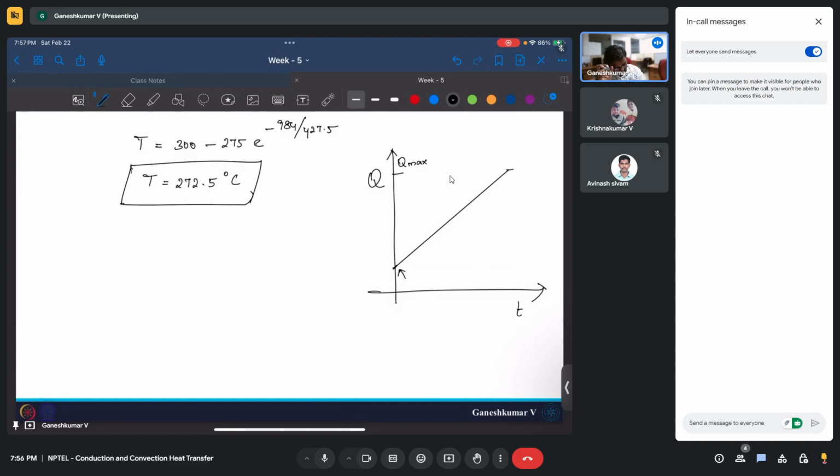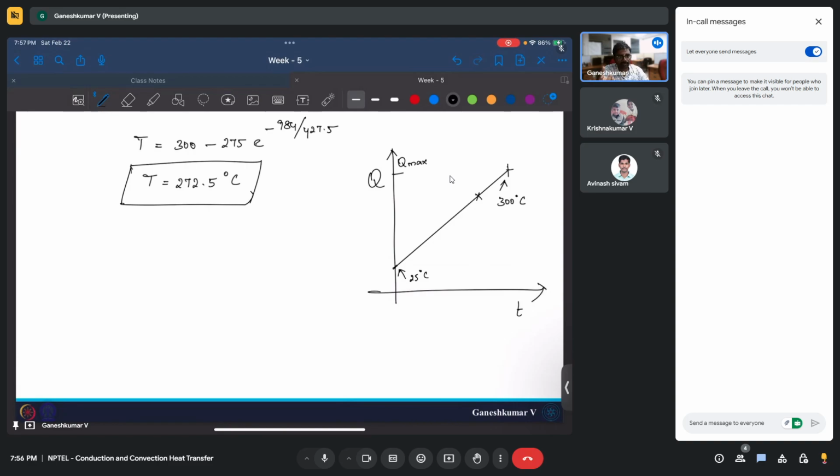So this corresponds to 25 degrees Celsius, and this corresponds to 300 degrees Celsius. So this is how my heat is going to increase with respect to time, and I want to store 90% of it, which will be somewhere over here. So that is what basically we were trying to calculate.